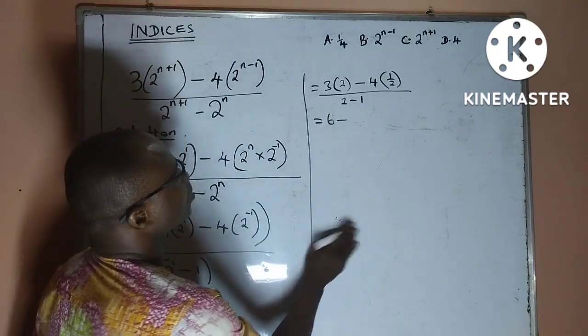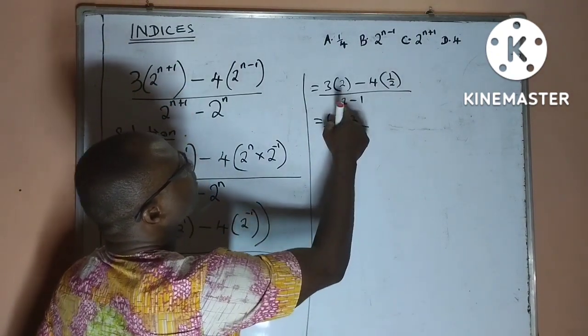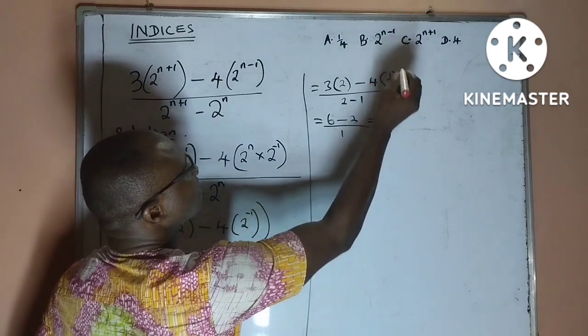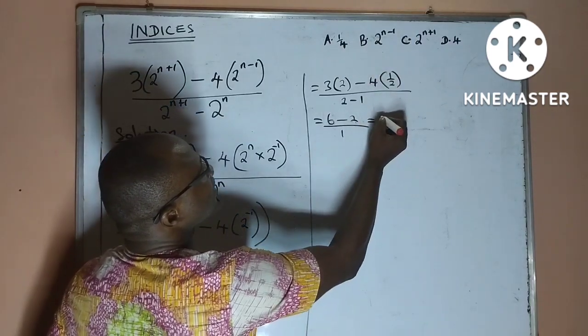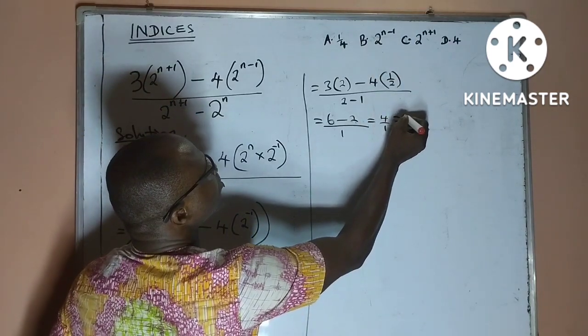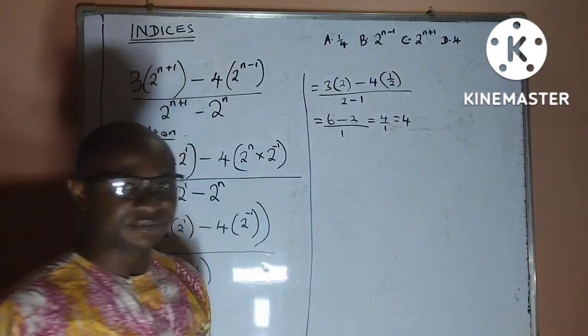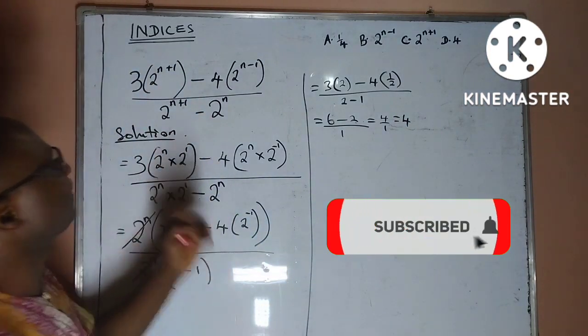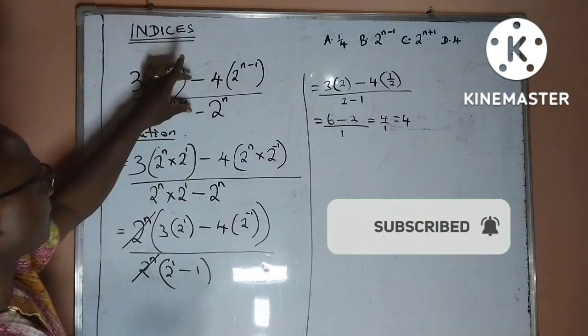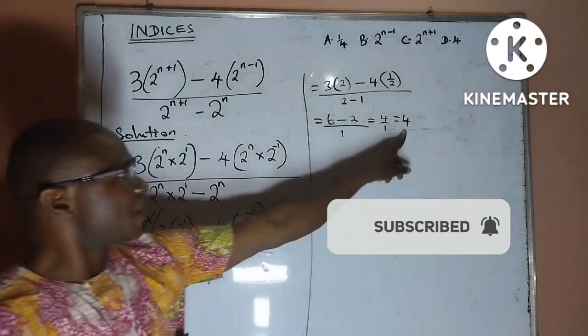That is 6 minus 2 which is 4 over 2. So that will give me 2, all over 2 minus 1 is 1. Meaning that my answer now will be 4 over 1, which is equal to 4. Beautiful. Therefore, the final answer to this question given to us is 4.